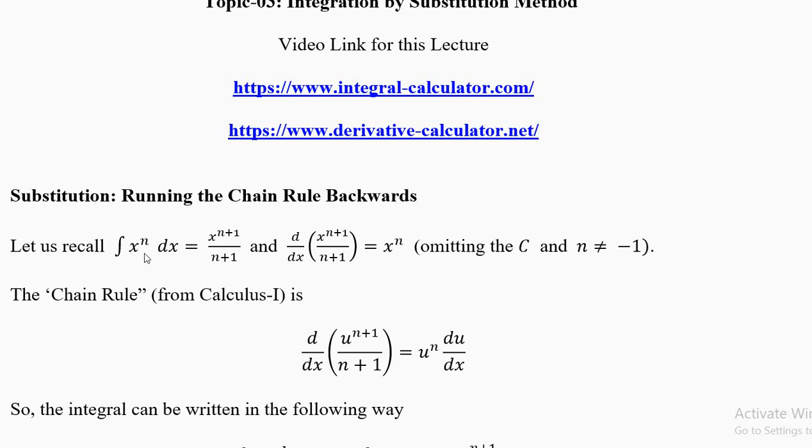If you integrate x power n, you'll get x power n plus 1 divided by n plus 1. If you differentiate x power n plus 1 over n plus 1 with respect to x, you'll get x power n. We are not worried about c here, and n is not equal to minus 1, so it's understood.